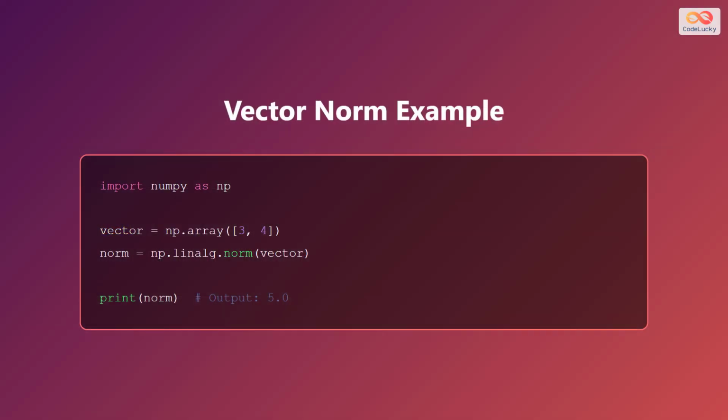Here's a practical example with a vector. We create a simple vector containing the values 3 and 4. When we call np.linalg.norm on this vector, it calculates the Euclidean distance, which is the square root of 3 squared plus 4 squared. The result is 5.0. This is the classic 3-4-5 right triangle from geometry.